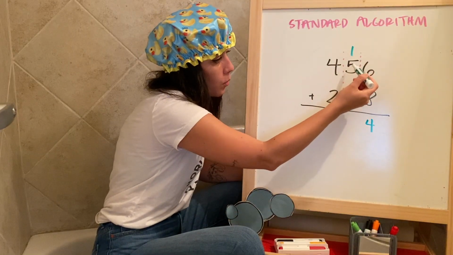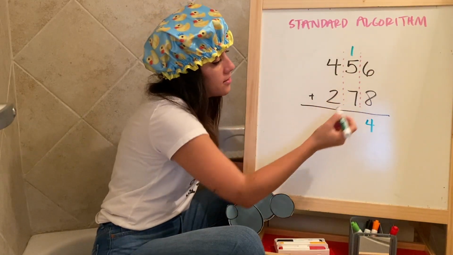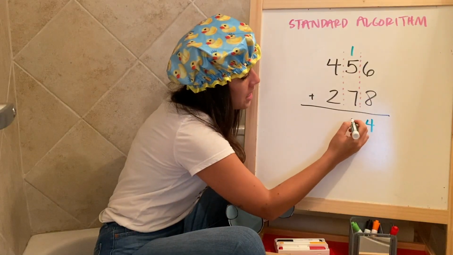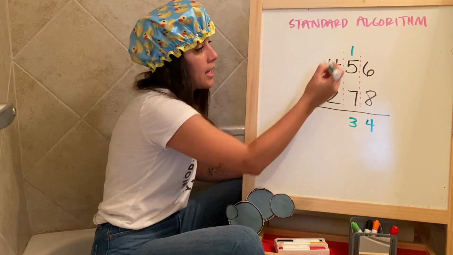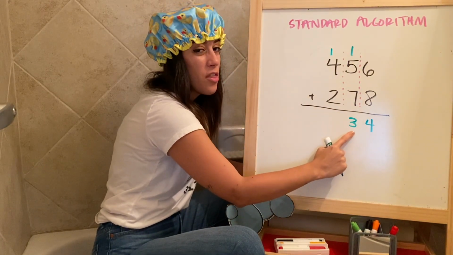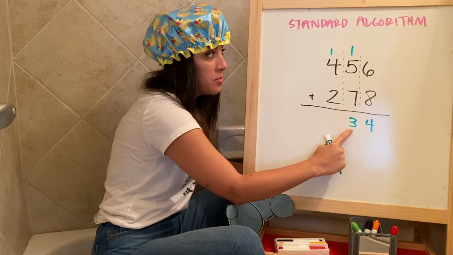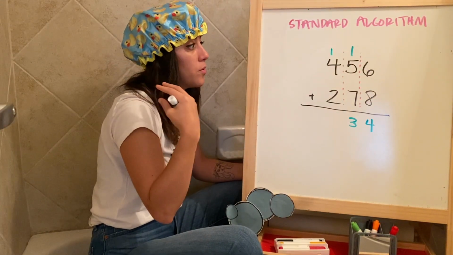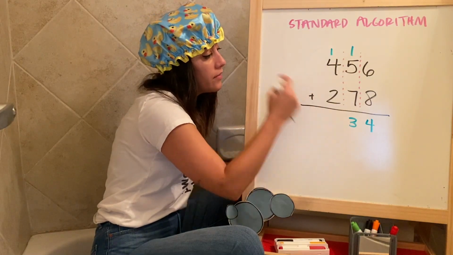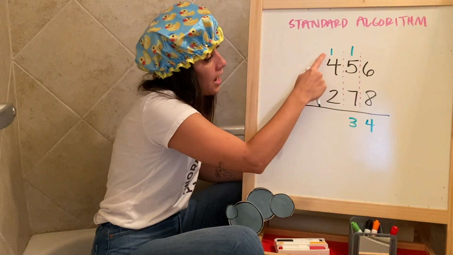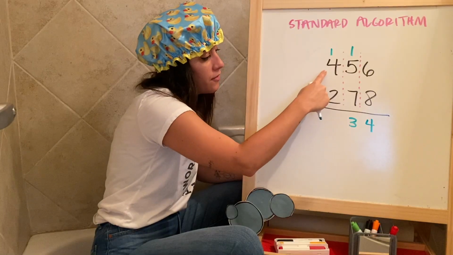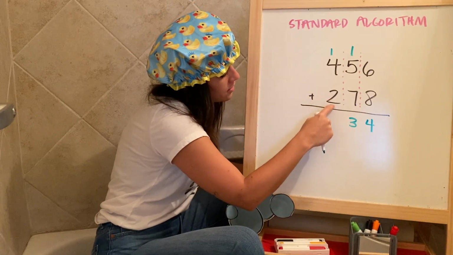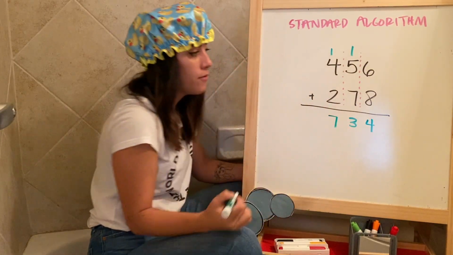So 1 plus 5 is 6, plus 7 is 13. I'm gonna leave the 3 and carry the 1 because we have 30. There's 3 in the tens place and another 100. We are regrouping that 100, right? So we don't want to just leave it here. Then I have 1 plus 4, that's 5, 6, 7, that's 734.